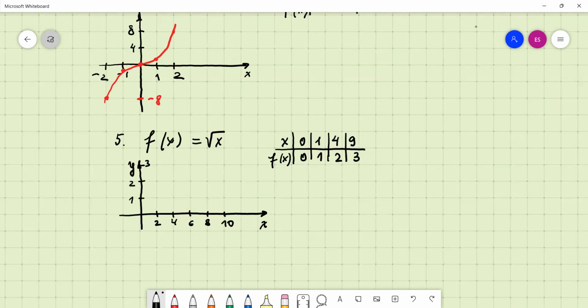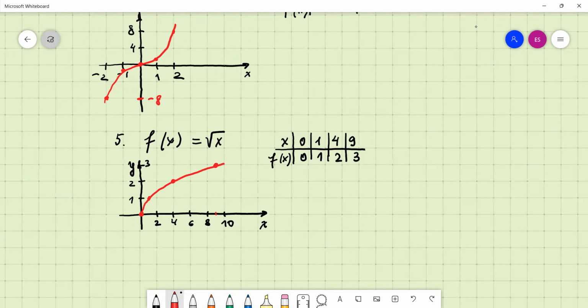So I'm going to start with point 0, 0, and then 1, 1. Well, my 1 is somewhere here, so 1, 1 is here. My point 4, 4 is going to result into number 2, and my point 9, which sits somewhere here between 8 and 10, is going to result into number 3. And that's going to be my square root function.